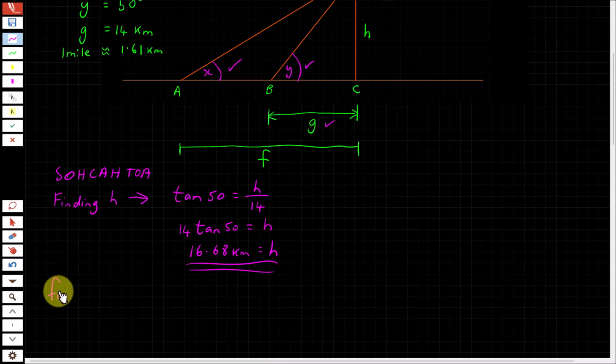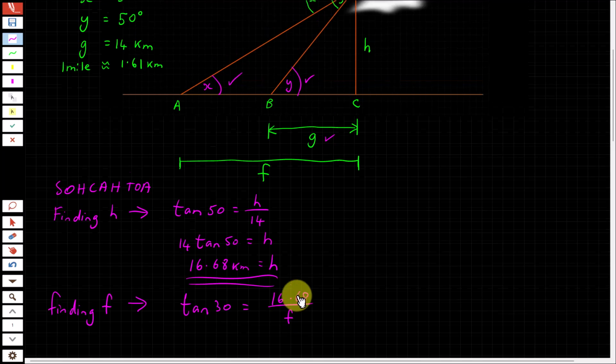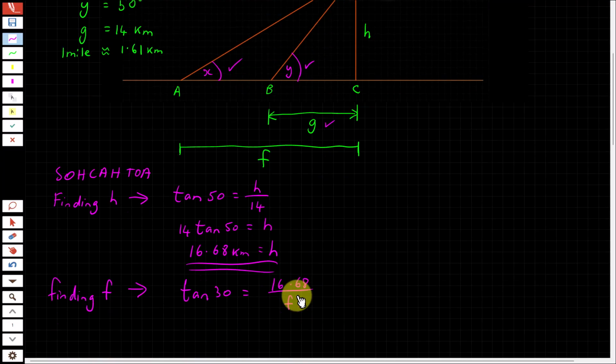Taking a look at the diagram now, we only have to solve for F. So let's solve for F. To solve for F, we need an equation with F in it. So tan 30, or X equals 30 degrees, equals opposite over adjacent. So the opposite we've just calculated is 16.68. The adjacent is F. We need to solve for F.